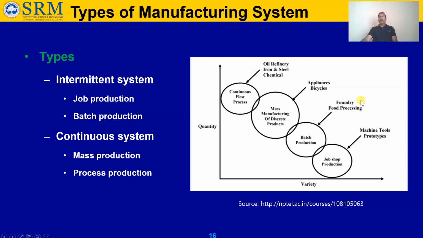Next, food and foundry processing industries will be done using batch mode only. That comes under intermediate production.